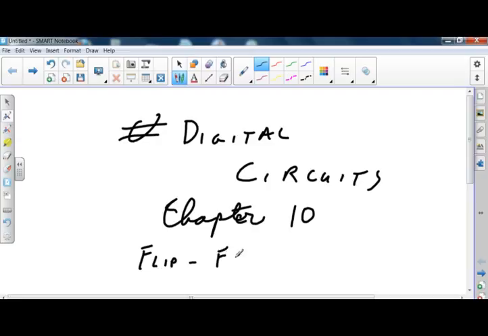No, it's not what you wear. No, it's not the politicians that tell you one thing and do something else. We use it as an electronic term.